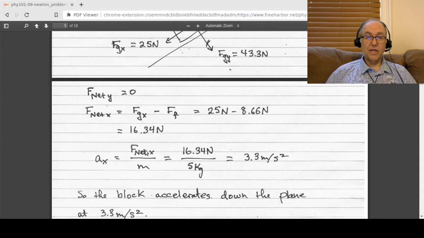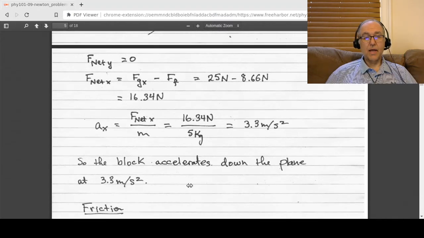Now, once you have the net force along the x direction, the x component of F net, divided by the mass, that gives you the acceleration in the x direction. I put in the numbers there, crunched through my calculator, and I got 3.3 meters per second squared. So in this case, the block is going to accelerate down the plane at 3.3 meters per second squared. Let's ask ourselves, does that make sense? In the previous problem, when there was no friction, it was 5 meters per second squared. In this problem, when there is friction, it's 3.3, which is less, and that makes sense.